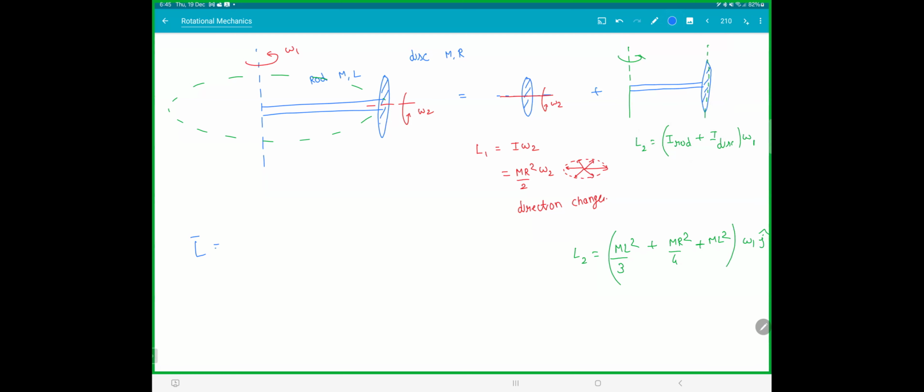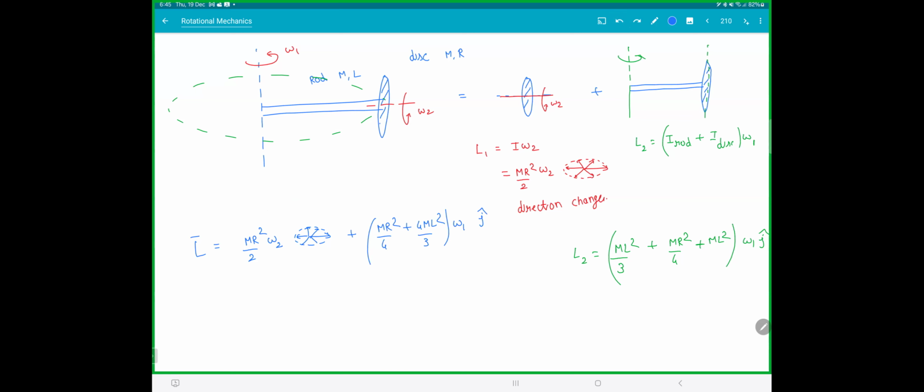So the angular momentum of the system will be mr square by 2 omega 2. This is a vector which is rotating. But both the components are perpendicular. If they ask you for magnitude, you can square them and add them. This would be mr square by 4 plus 4 ml square by 3, omega 1, upward direction, I'll take it as j cap. So if you want magnitude, it is the square root of this square plus this square.